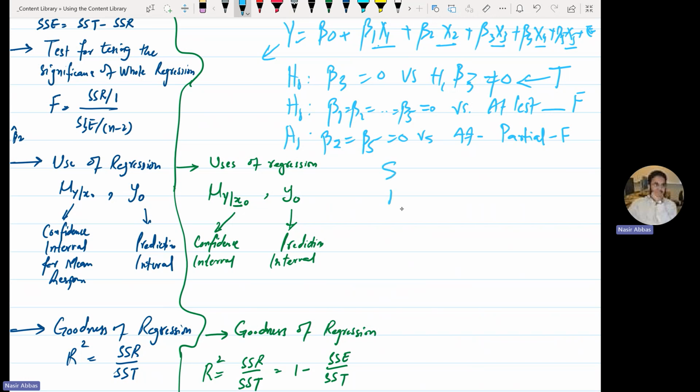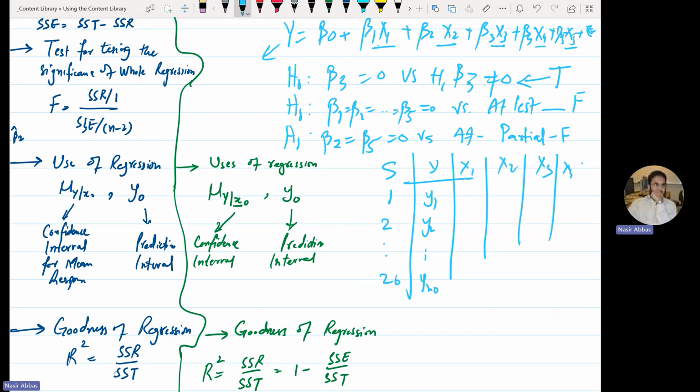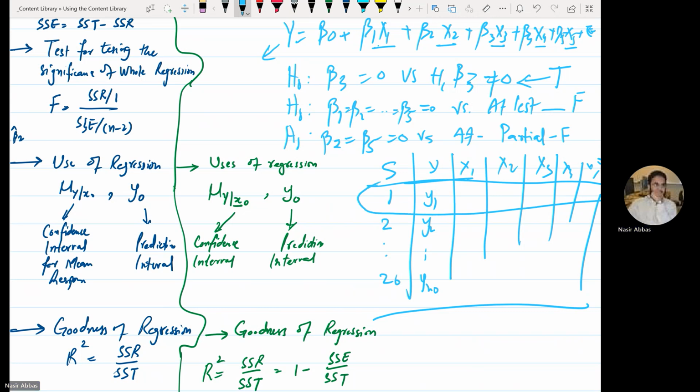I have student number 1, 2, all the way up to, let's say, 20 students. And I will have the data on Y, Y1, Y2, all the way up to Y20. I will have the data on X1, X2, X3, X4, X5. I will have this kind of data file. Clear? In each data file, one row indicates what? The data obtained from one observational unit. One row will indicate the data obtained from one observational unit.